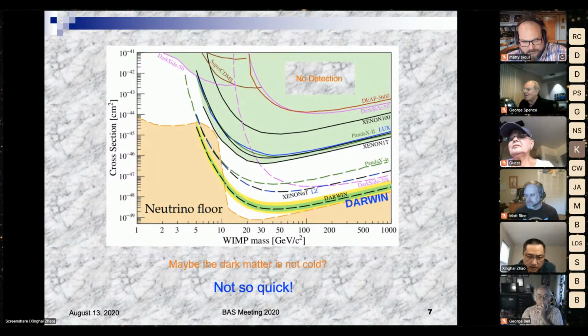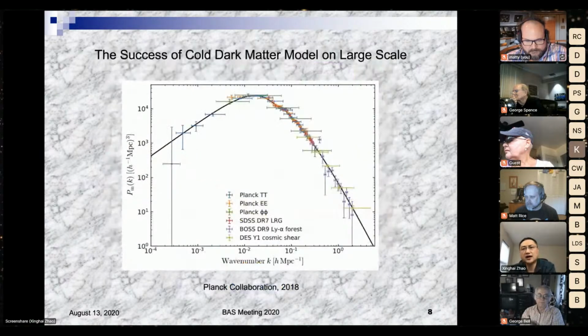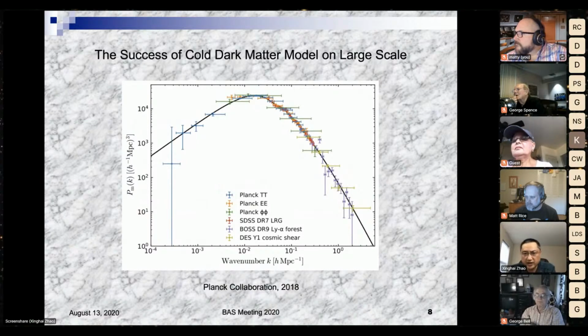But again, the cold dark matter model has been popular for decades, and although we are running into the obstacle of whether we can actually detect the particles, we are not at a time to quickly rule out the cold dark matter particle. Why? Because the cold dark matter model, although we haven't detected an actual particle yet, is very successful as a cosmology model.